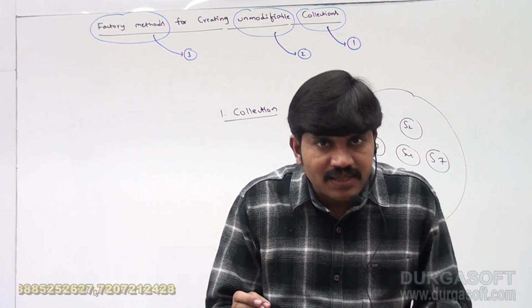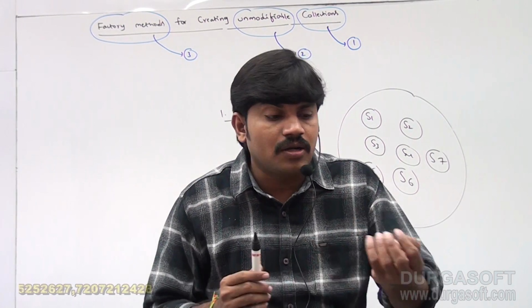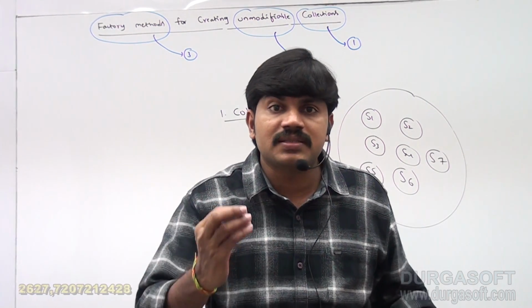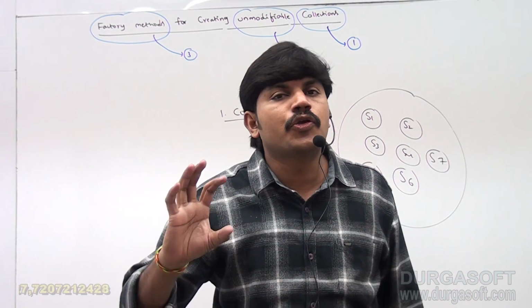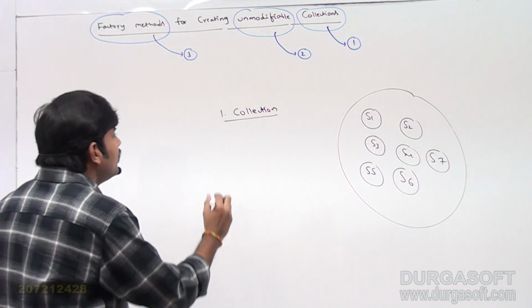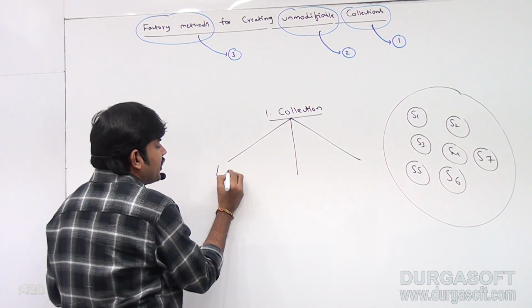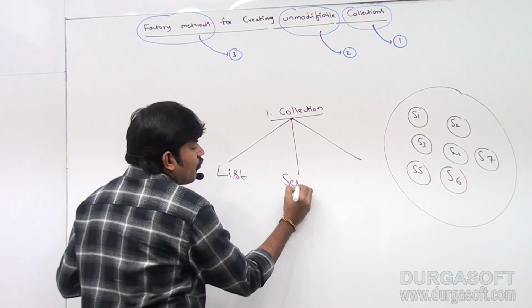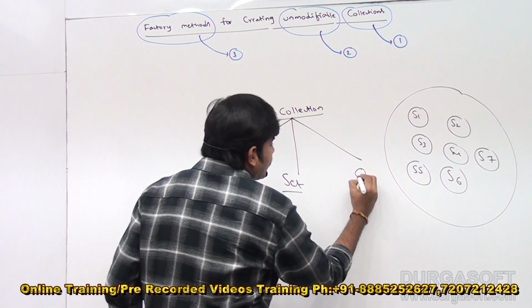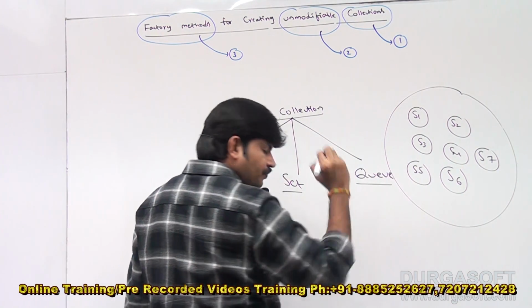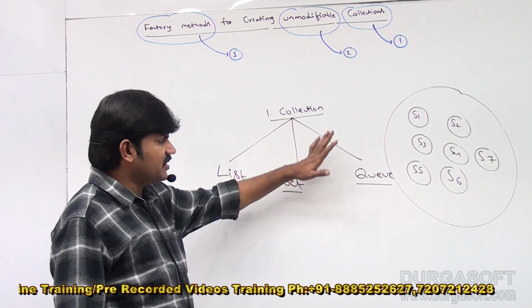Next, some collections are list type, some collections are set type, some collections are queue type. This collection is divided into 3 types. What is the first category? List type. Second category, set type. Third category, queue type. Anyway, we discussed all of these in our collections.